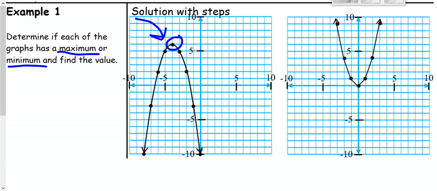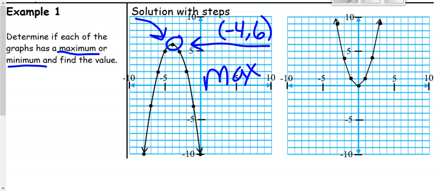When you look at it, is this your highest point or your lowest point on the graph? This is your highest point on the graph. There's nothing above it. That makes this a maximum. And again, it's your vertex. So your vertex is -4 and +6. So again, if you're asked to compare a maximum or a minimum, remember, you're looking for your vertex and then determine if that vertex is a maximum or a minimum.